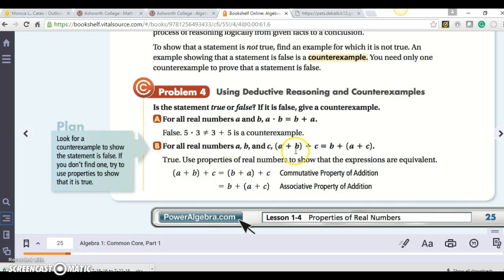Then it says for all real numbers, so the key word here is all real numbers, a, b, and c, a plus b plus c equals b plus a plus c. Well, we know from the properties that we've just been reviewing that the first thing I've done is just switch them around. So that is the commutative property. So a, b goes to b, a, and then I've also regrouped them. So that turns to the associative property.